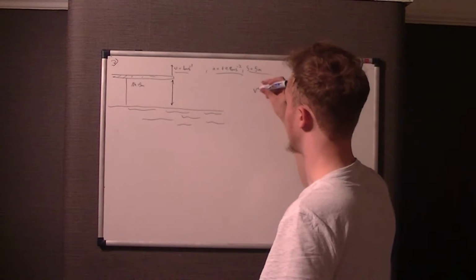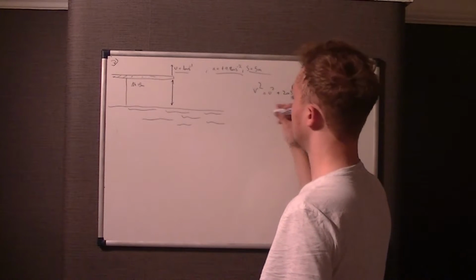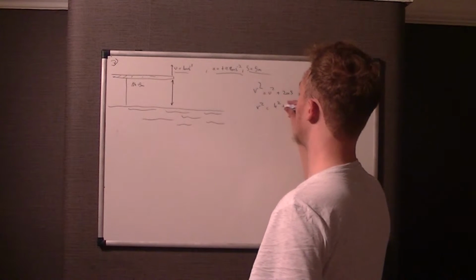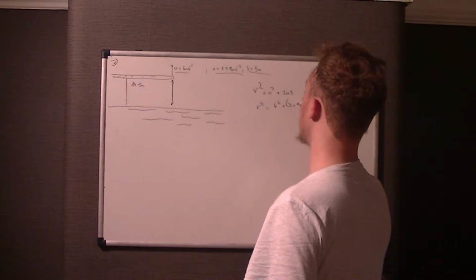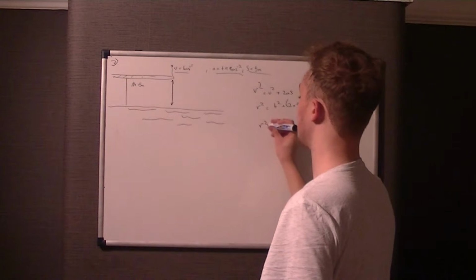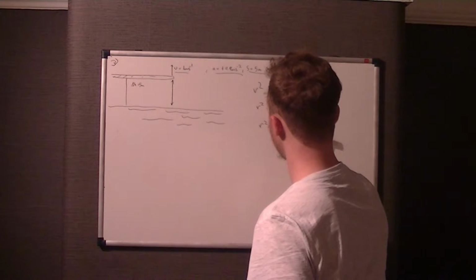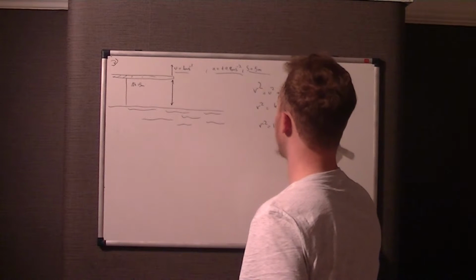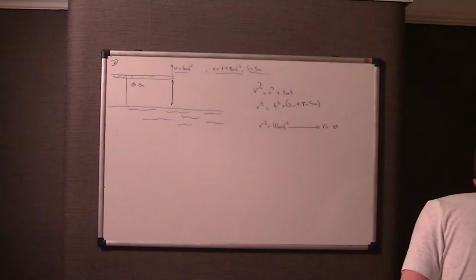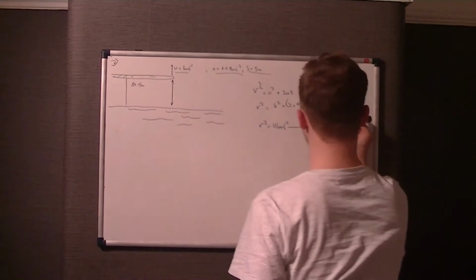So logically, V squared equals U squared plus 2AS. V squared is equal to U squared, which is 4 squared, plus 2 times 9.8 times 5 meters. Therefore V squared is equal to 114 meters squared per second squared, and then you square root both sides, so V is equal to 10.7 meters per second.